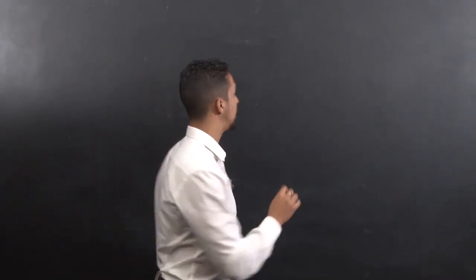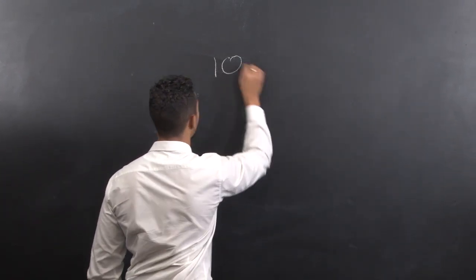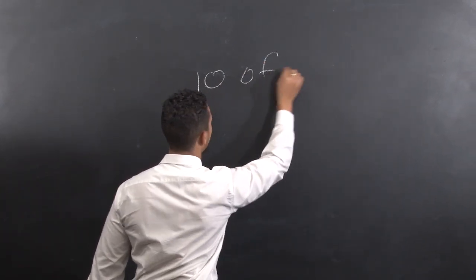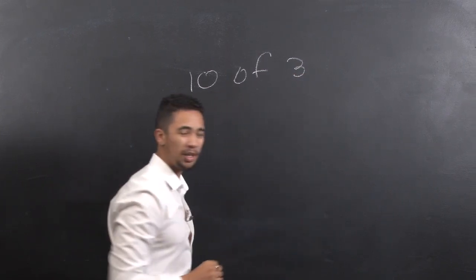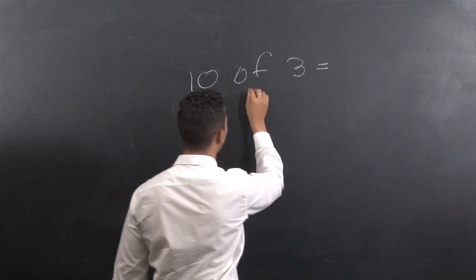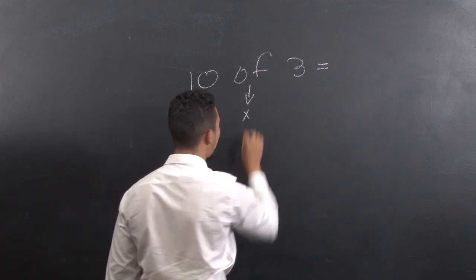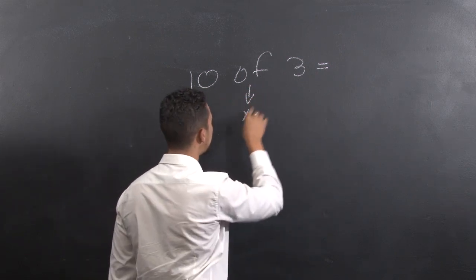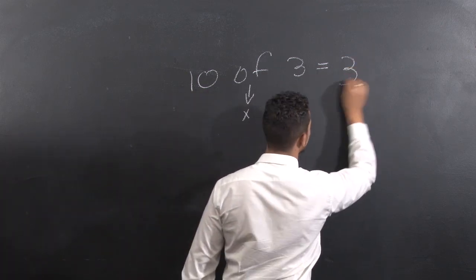Our first example is 10 of 3. What does this mean? O first, remember. Of simply means times. So 10 times 3 is 30.